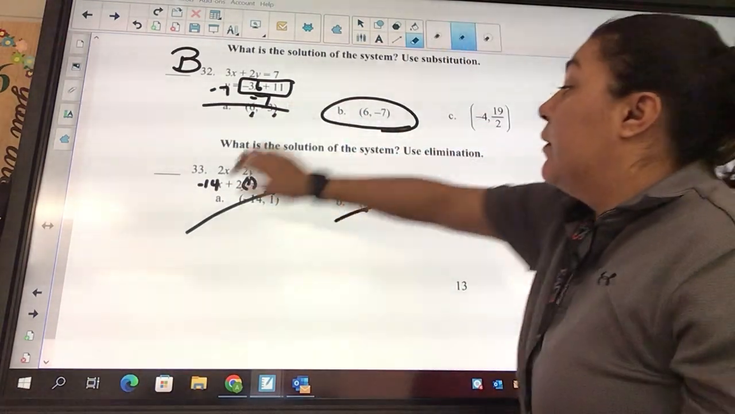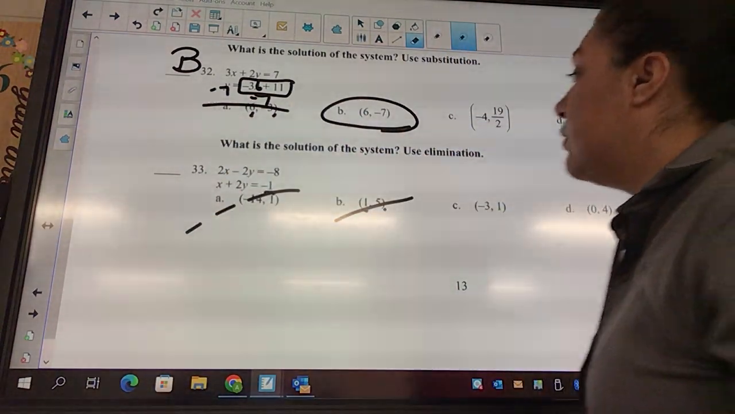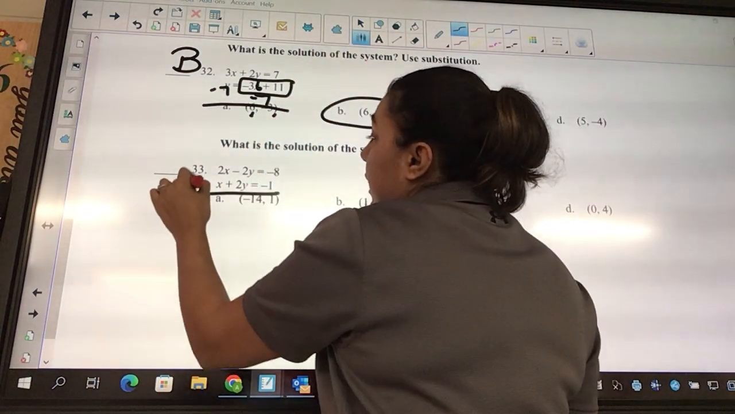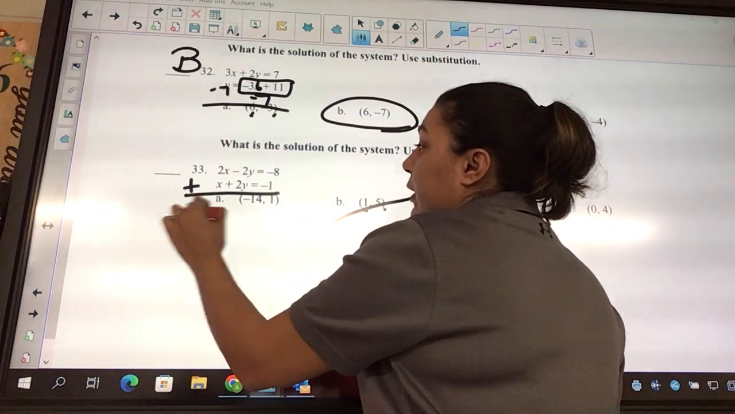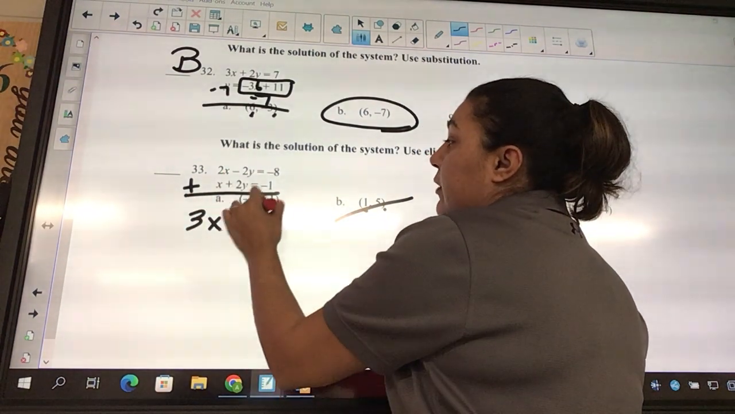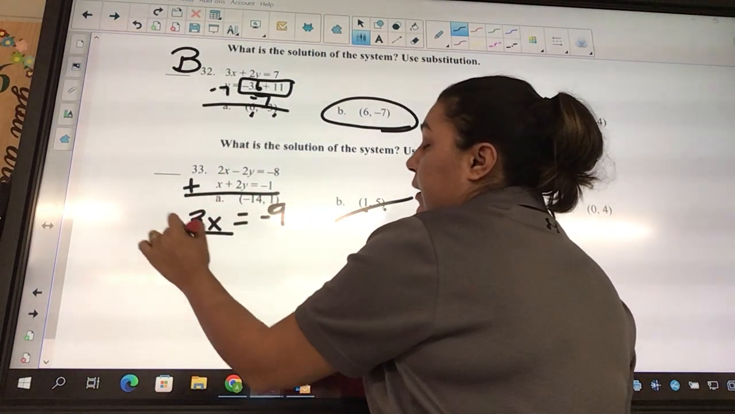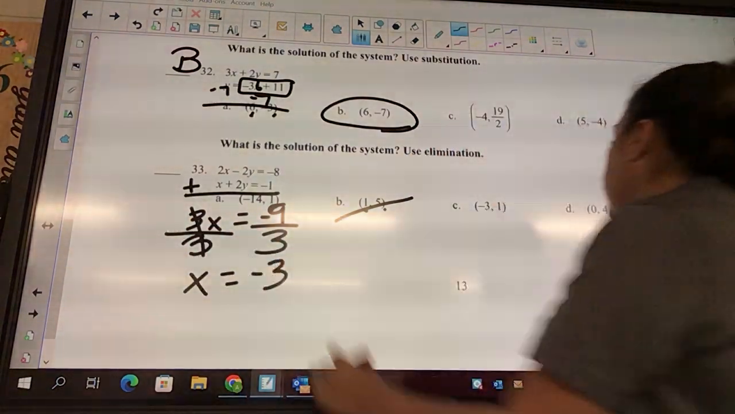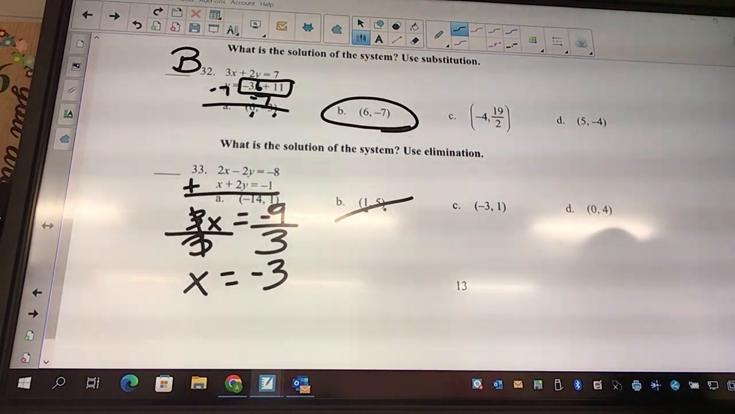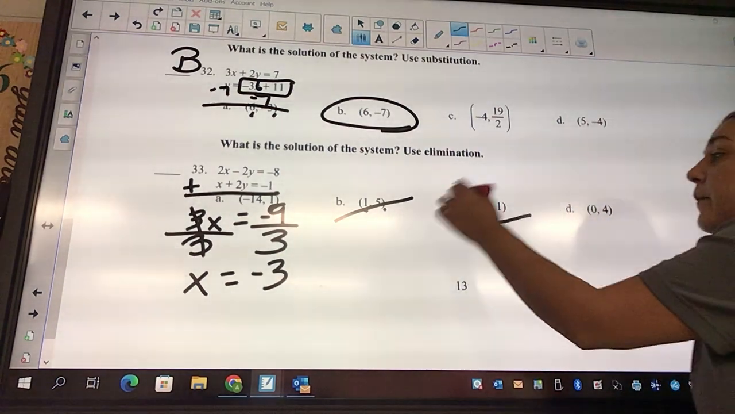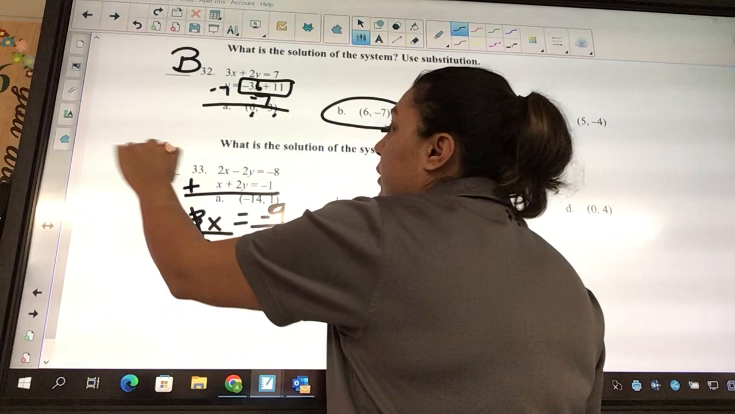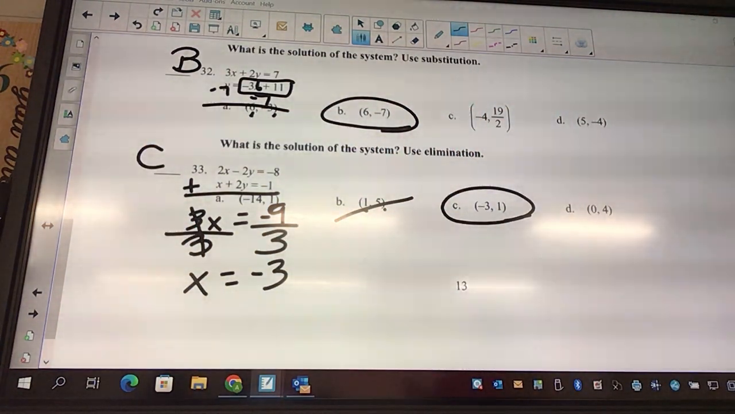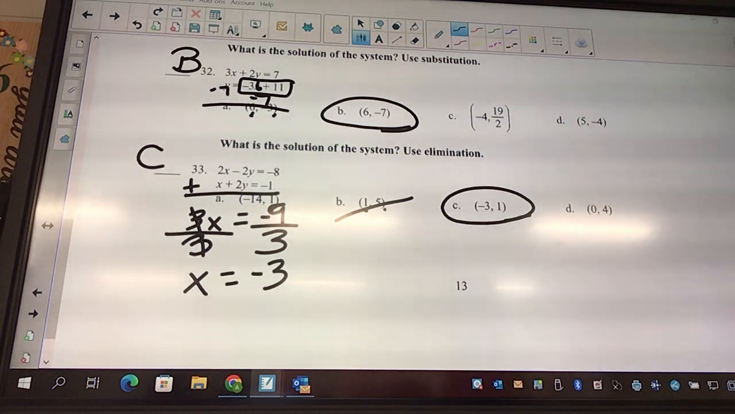You can finish solving these two if you want to do it that way. If you don't, I'm going to do it with elimination, where you add these two together. So I would get 3x, the y's would cancel, and I would get -9. Divide by 3, and I get x equals -3. Which one of these has x equals -3? C. So either way you want to do it, you can use the answers and plug them in, or you can go through and do all the elimination or substitution.